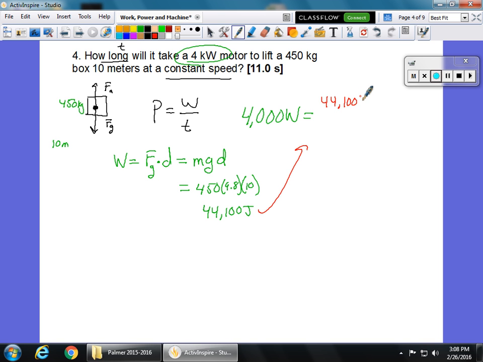So into our equation, we're going to put 44,100 joules for the work divided by the time. We have to do a little bit of mathematical rearrangement here. Multiply both sides by t. T cancels out. Divide both sides by 4,000. And then we're solving for t. So 44,100 divided by 4,000 is going to give you a time of 11.0 seconds. And that's how we solved it.